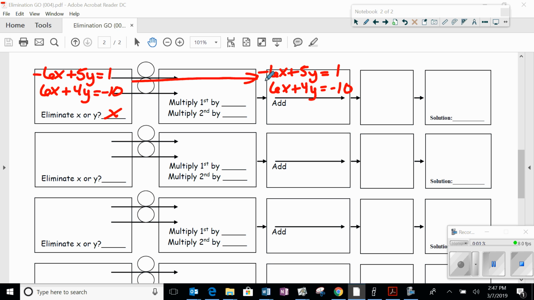You are going to add the two equations together. So we're going to add the x values. -6x plus 6x cancels out and eliminates the x variable. Now I'm going to add 5y plus 4y to get 9y. 1 plus -10 equals -9.